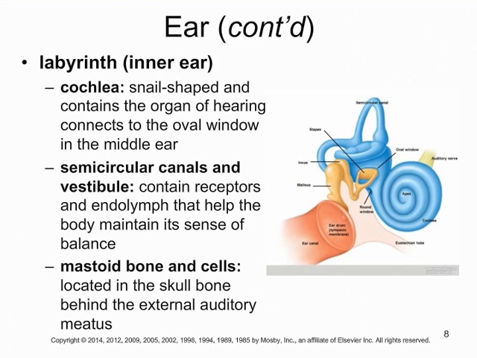The last one on this list we're not really going to talk about, the mastoid bone and its cells. The mastoid bone is located in the skull bone behind your external auditory meatus, so behind your ear canal. You can feel behind your ears too, you have a mastoid process, and that's where that mastoid bone is. You can kind of see it in the pictures in your book.